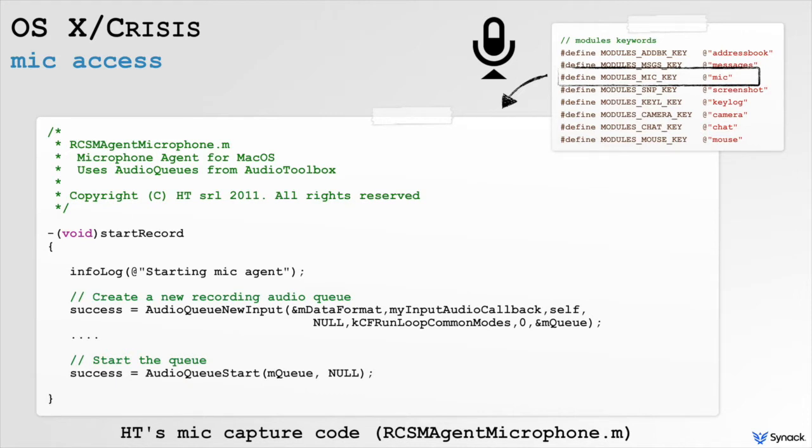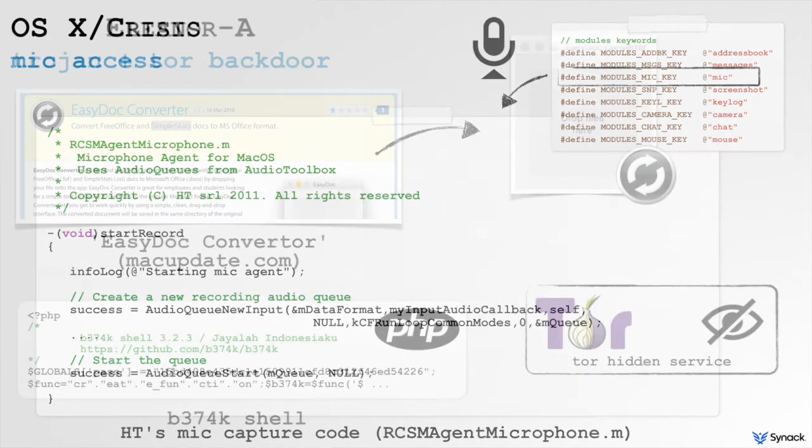Again, you see it's three or four lines of code. They basically get access to the microphone and then call audio queue start to start pulling audio off the microphone. So again, when this is executed, they'll be able to record what's going on around the user without any indication.